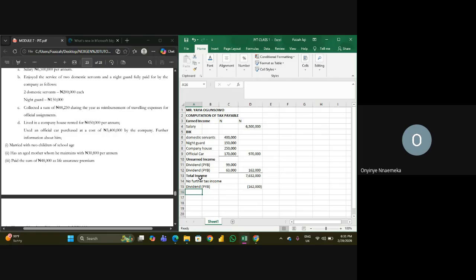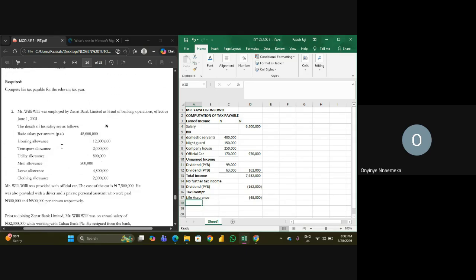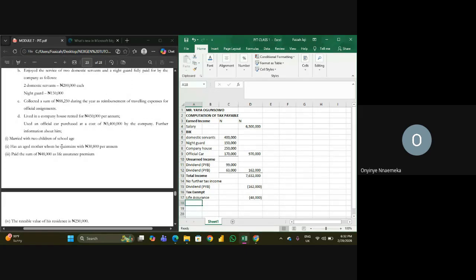Okay, let's go then. Then you less this one. Then you now do tax exempt. Now, out of all the components of tax exempt that we have, which one does this man have? Life assurance. So it's only life assurance that he has as tax exempt. Since it's the only one that he has, we are going to write it under this one. Minus, how much is the life assurance? 48,000. I think that's all. I don't think there's any other thing.